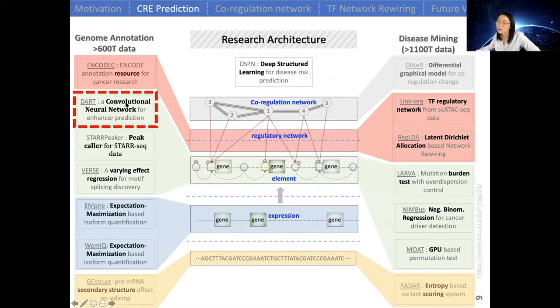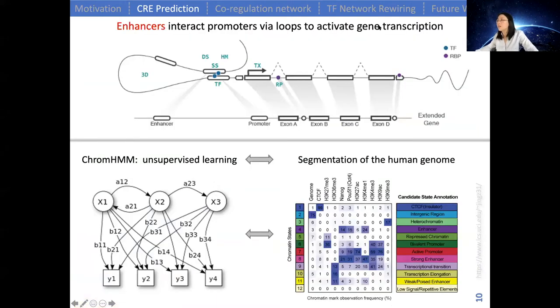The first one is DART, a convolutional neural network for enhancer predictions. If we look at the human genome, we know the exon regions are the discontinuous regions of the genome that make proteins. But there is another very important part called enhancers. They are located very, very far away from the protein coding regions. In the 3D structure of the genome, they loop back to interact with the promoter regions, which you can imagine is around the beginning of the transcription start sites. And they can activate gene expression.